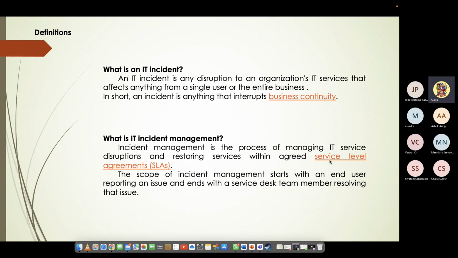And the service level agreements we are not going to discuss at this particular point of time. In the next slide, the fourth slide, I will discuss the service level agreements also.